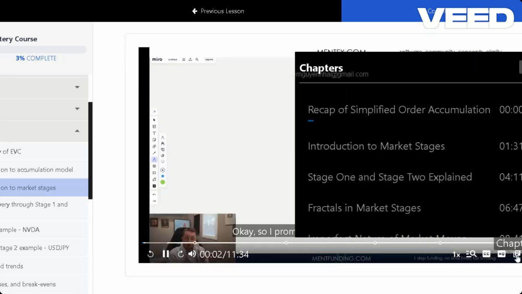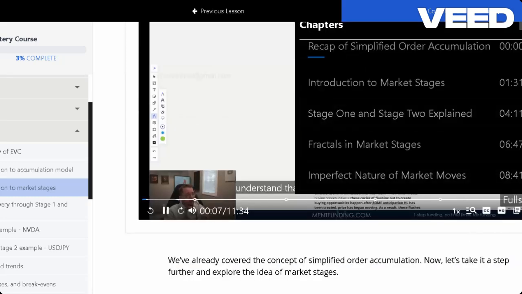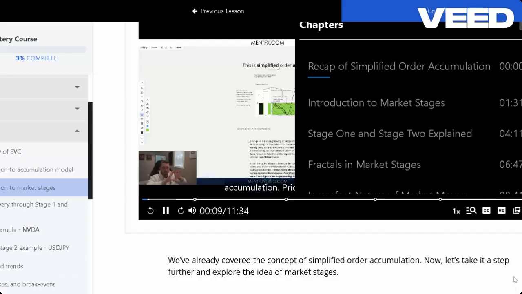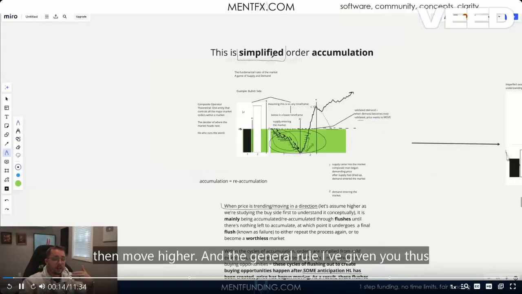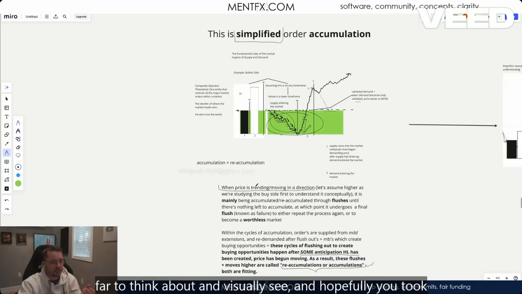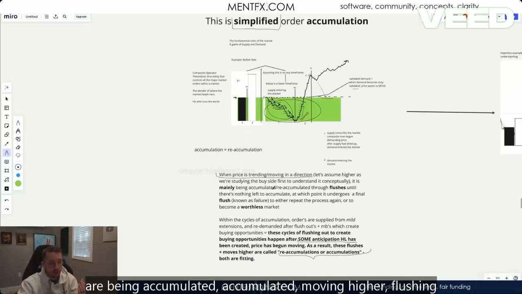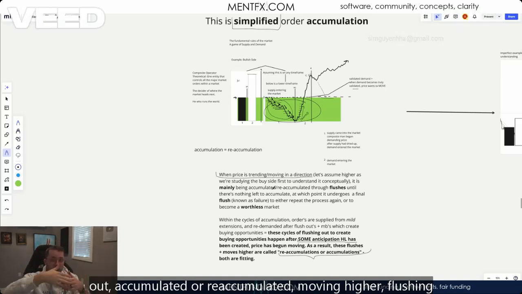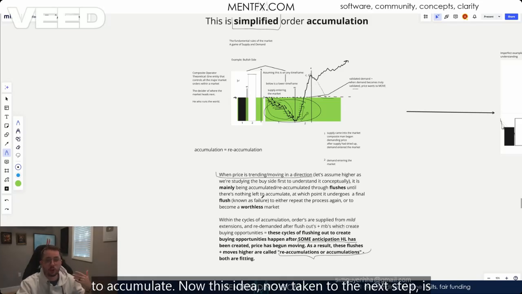Okay, so I promised you the next step. Here we go. We understand that this is what we call simplified order accumulation. Prices sell off in some way, get accumulated, then move higher. And the general rule I've given you thus far to think about and visually see, and hopefully you took some kind of notes on this, is that prices often, mainly, are being accumulated, moving higher, flushing out, accumulated or reaccumulated, moving higher, flushing out over and over and over again until there's nothing left to accumulate.